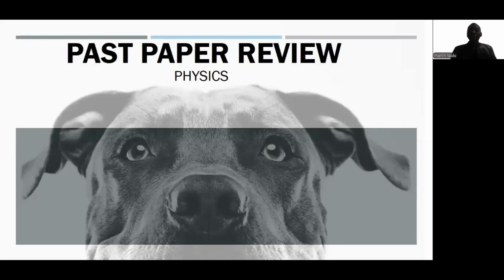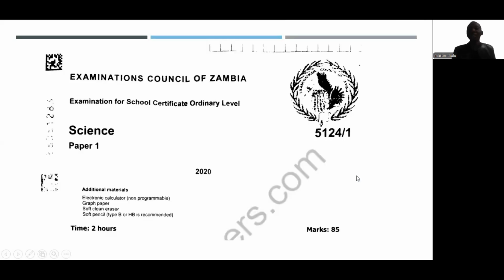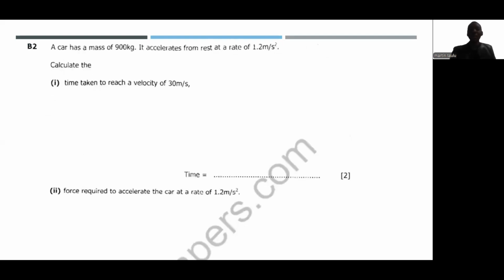Welcome back to our past paper review, and we are still in Science Paper 1, 2020. Now we are going to question B2. Question B2 reads, a car has a mass of 900 kg. It accelerates from rest at a rate of 1.2 meters per second squared.